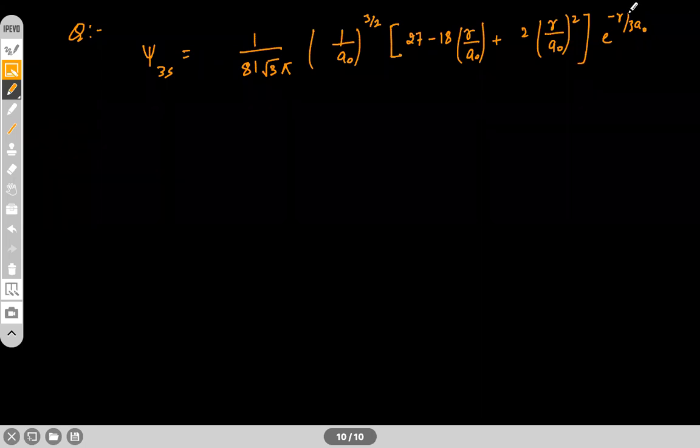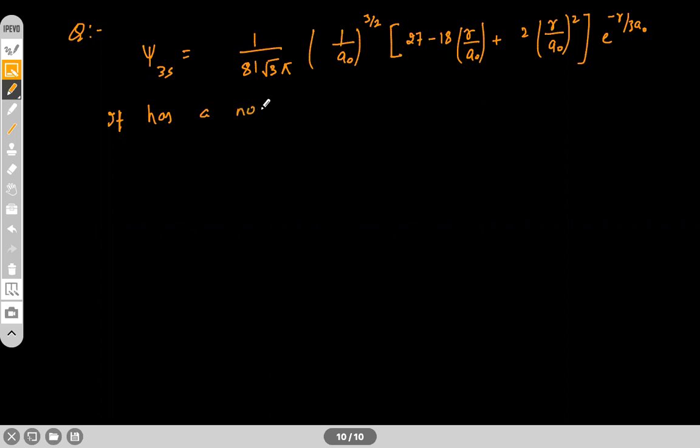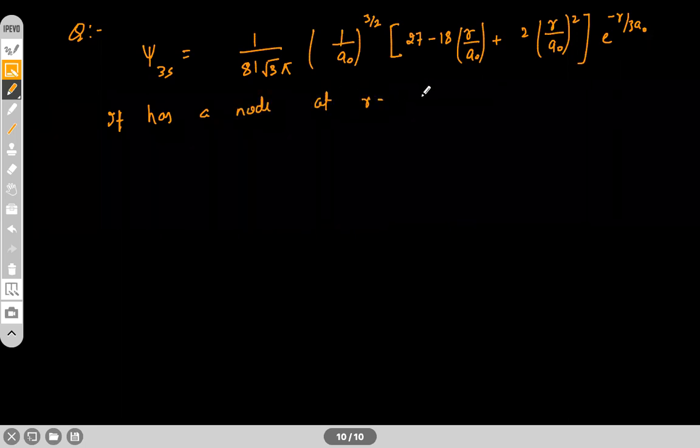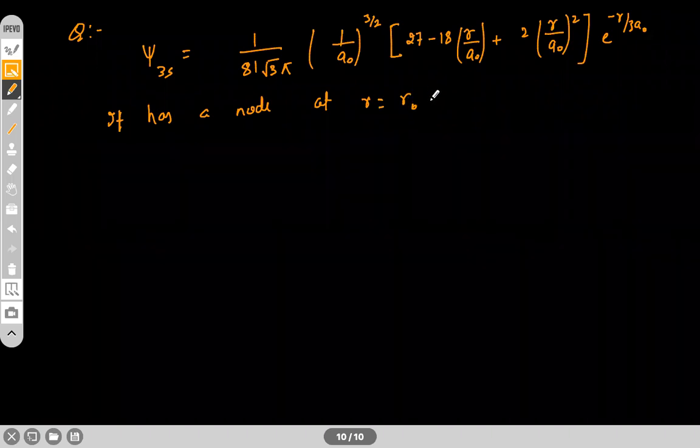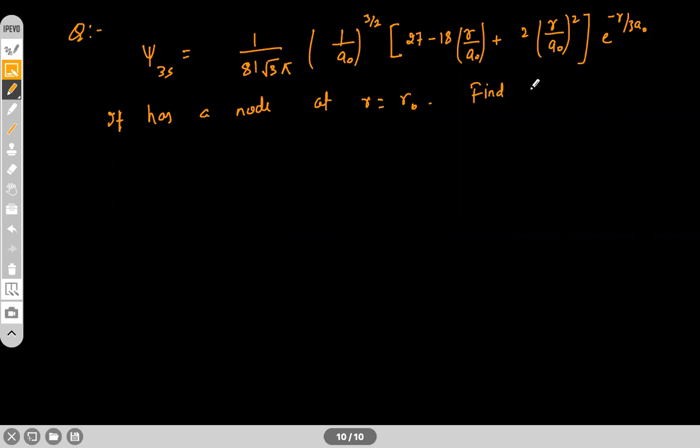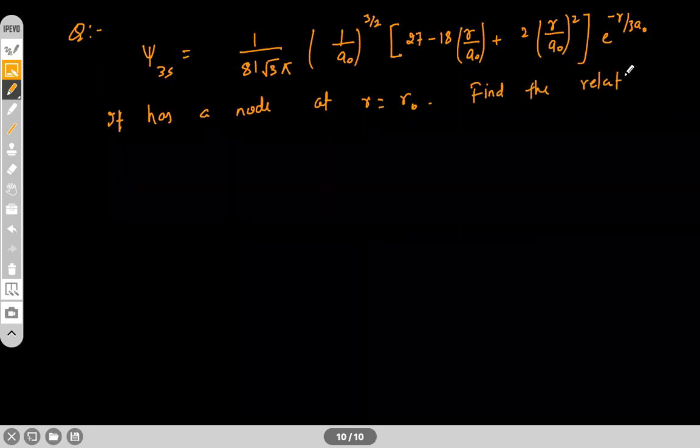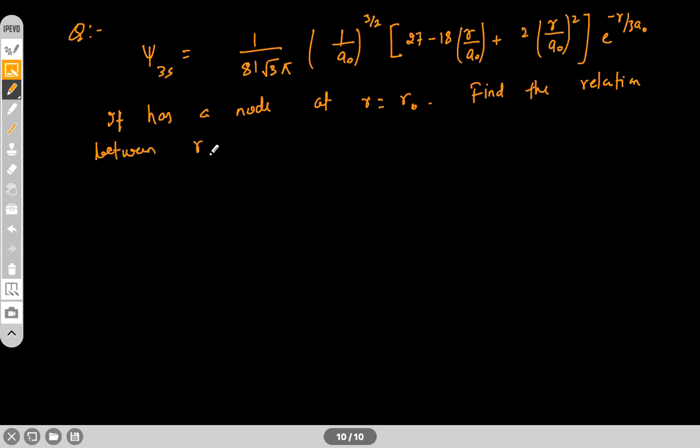a naught is the radius of the first orbit. This is the psi value given, the relation of psi and r. It says the wave function of 3s electron is given by this, and it has a node at r equals r naught. Find the relation between r naught and a naught. Try this one.